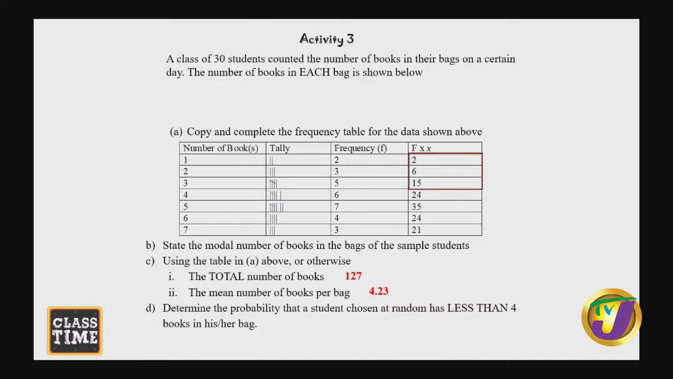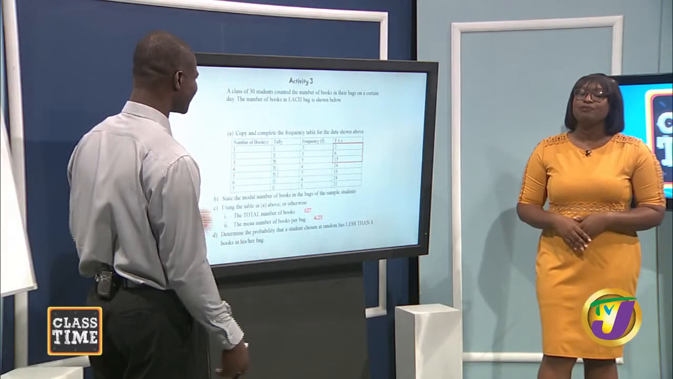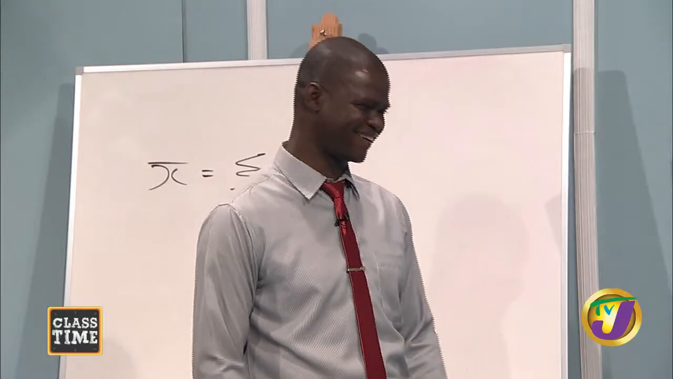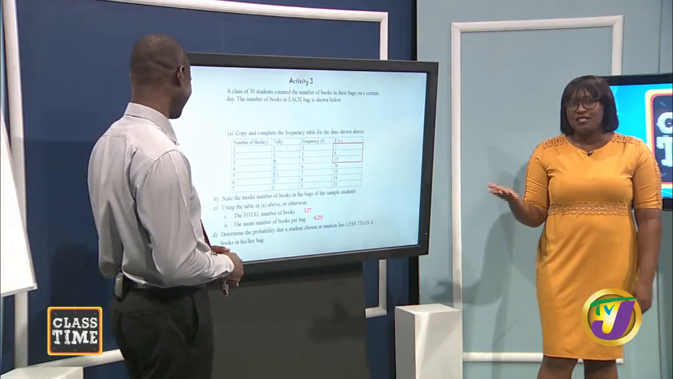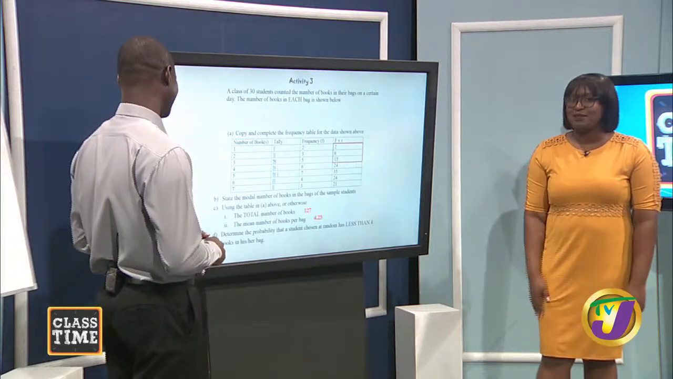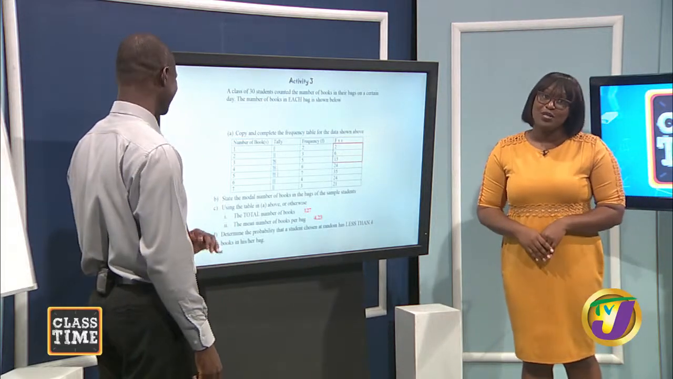So if you notice here, we have 4.23. But we're talking about books. Can we have a fraction of a book in your bag? Guys, you know Mr. Price is about the jokes this morning. We're not following Mr. Price. So on average, we have 4 books per bag.